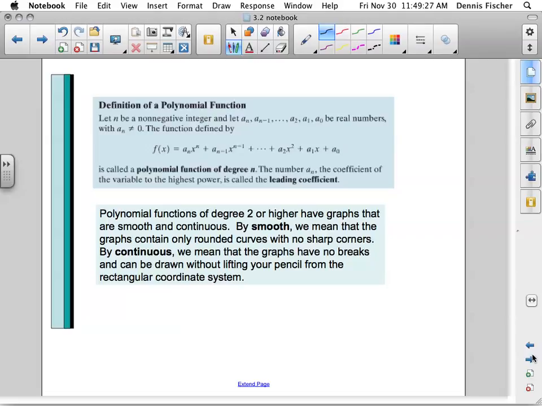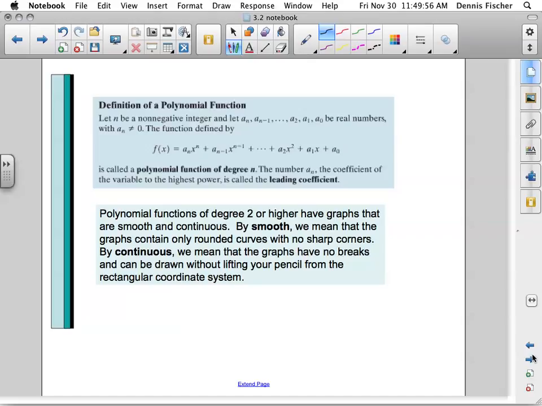Now, if you read underneath it, it says polynomial functions of degree 2 or higher have graphs that are smooth and continuous. Degree 2 or higher, okay? Quadratics are degree 2. What I mean by degree is the highest exponent. If it's a cubic equation, it's degree 3. If it's a quartic equation, it's degree 4. If it's quintic, it's degree 5, right? The higher you go. If it's degree 6, it means the highest exponent is a 6.